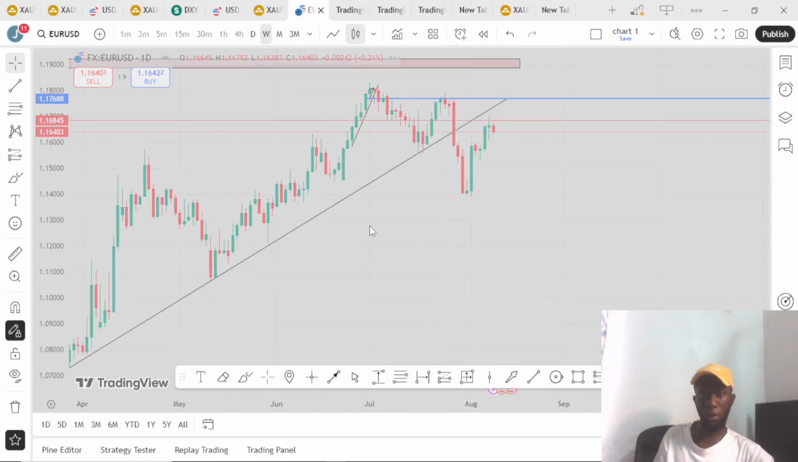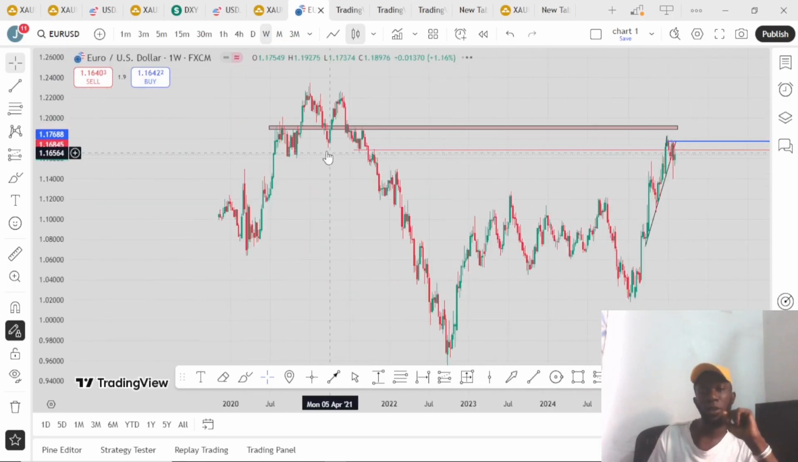Let me go to the weekly time frame so that we set our zones. Let's set our zones correctly. Let's see the zone that is holding this guy. I'm trying to see the spirit, the zone that is holding this guy, guys. I want to see the spirit.